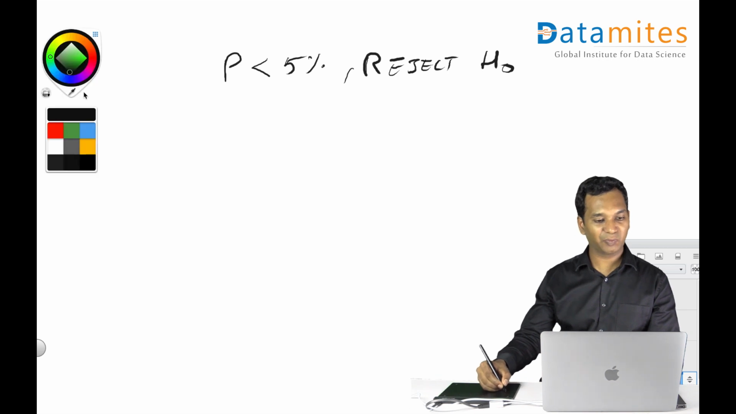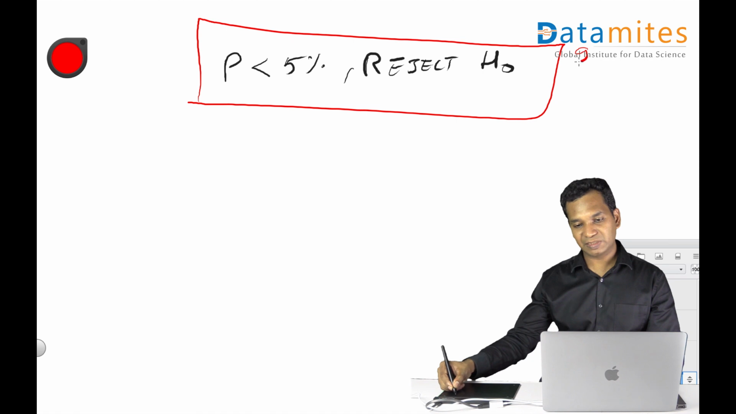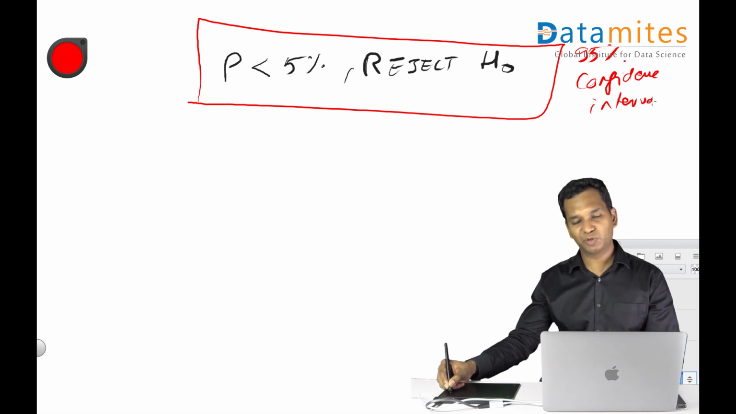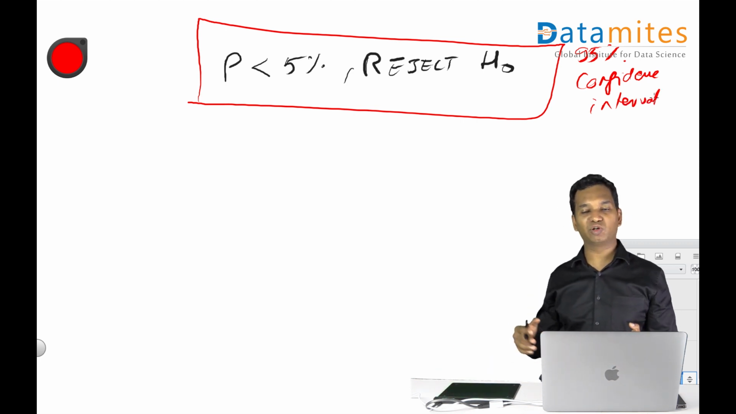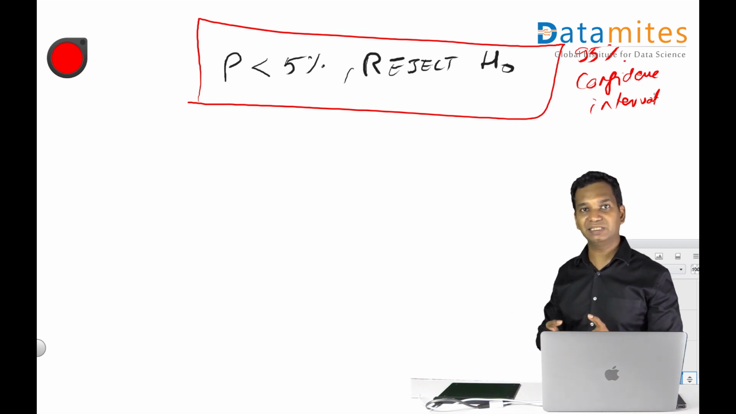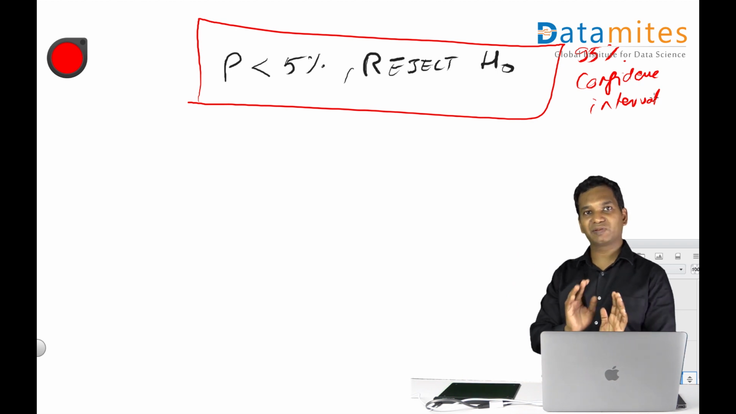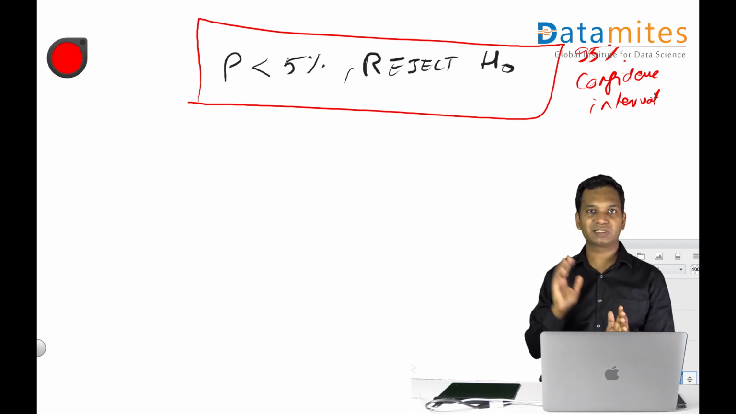And this is kind of a thumb rule you can remember. This is a 95% confidence interval study. This is very common for most research, but if you're doing something related to medical or food, you might go for a 99% confidence interval study, where the p-value has to be less than 1% to reject the null hypothesis.